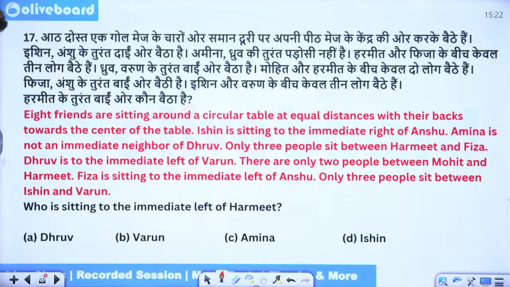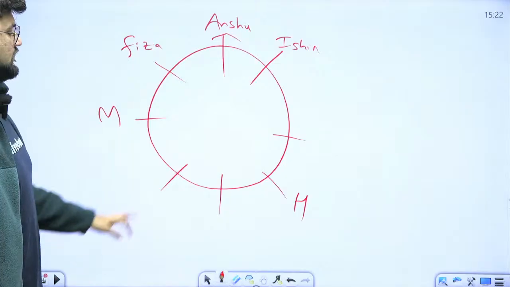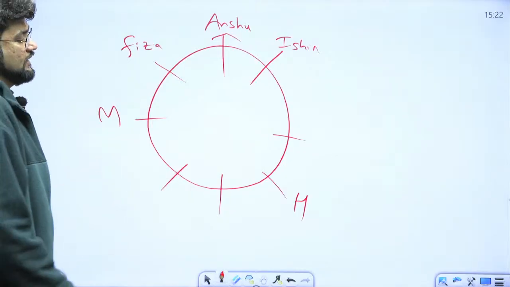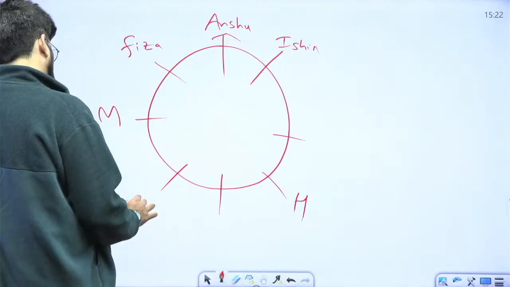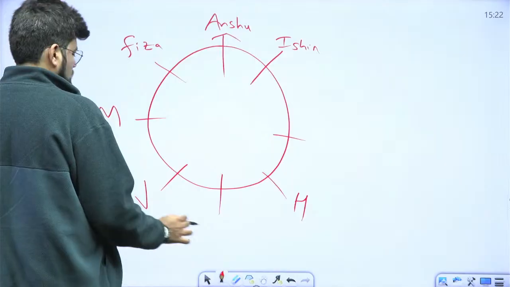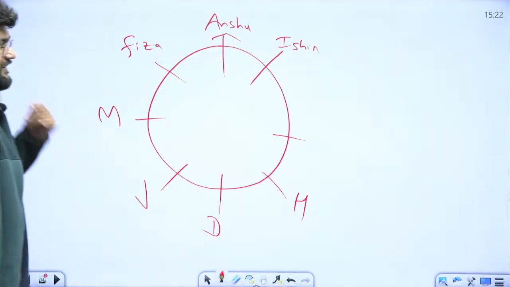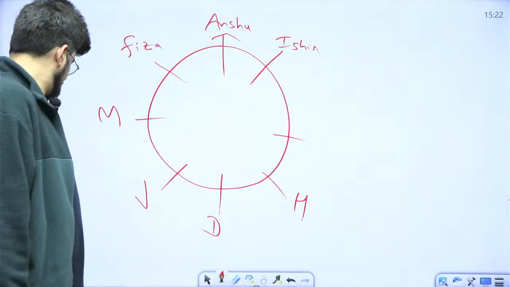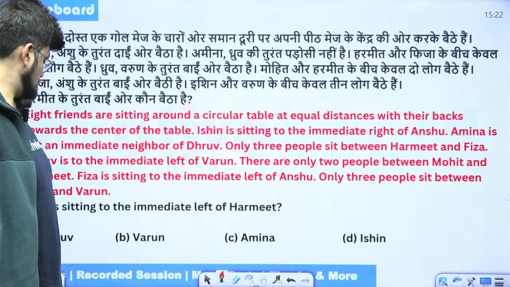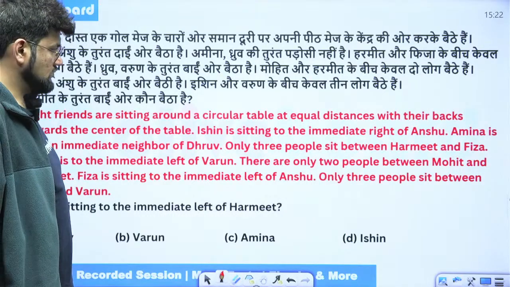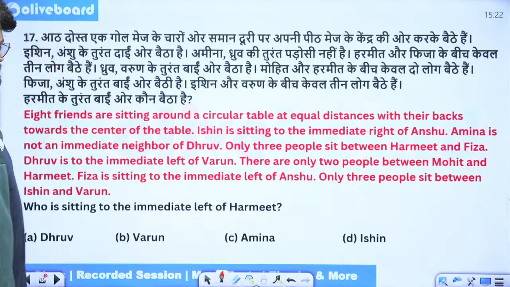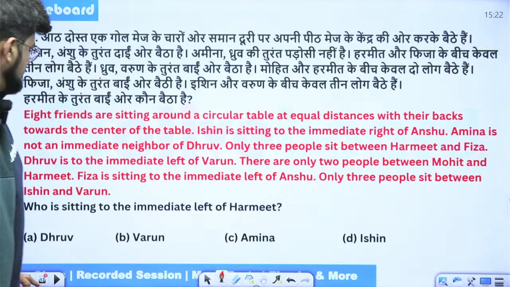Dhruv is to the immediate left of Varun. It's only possible in these 2 places. Okay, and they are facing outside, guys. So if this is Varun, this has to be Dhruv, right? And who is left here? Amina.